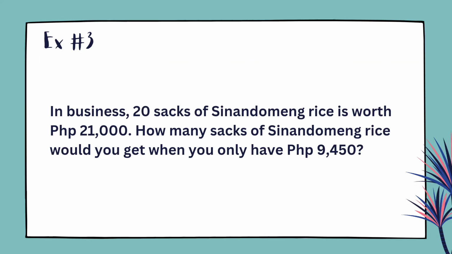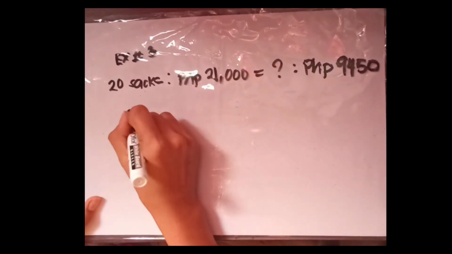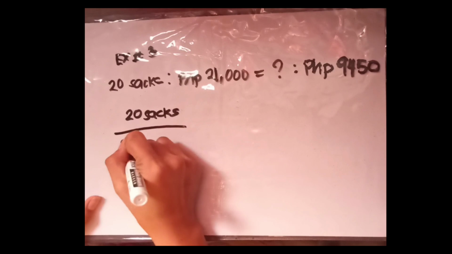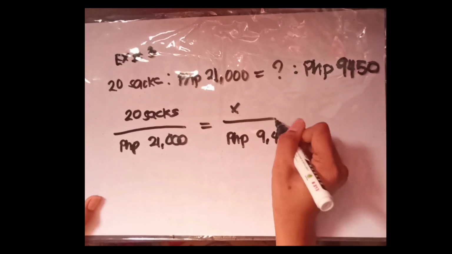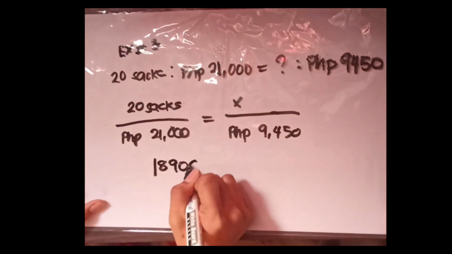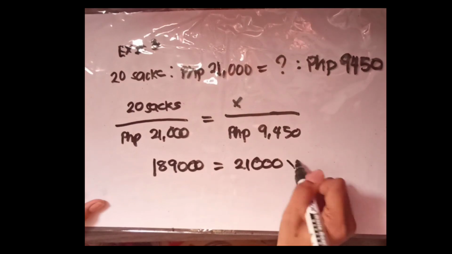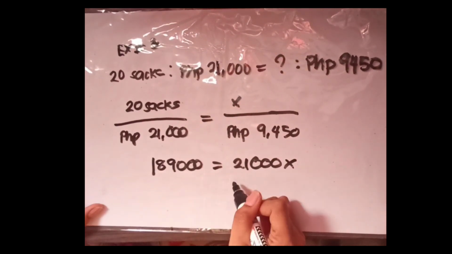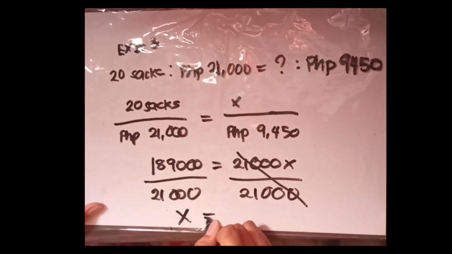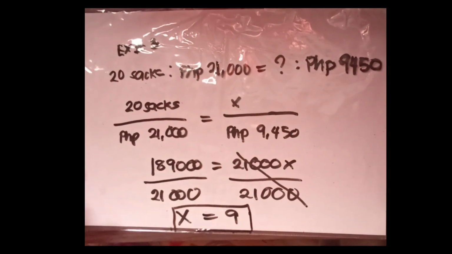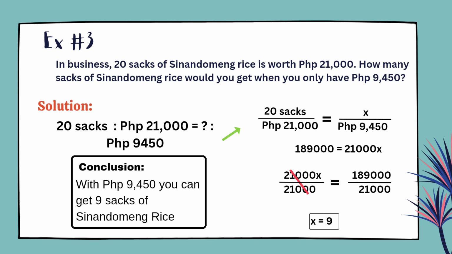In business, 20 sacks of sinandomeng rice is worth 21,000. How many sacks of sinandomeng rice would you get when you only have 9,450? First step ay gagawin natin siyang two equal fractions and then cross-multiply natin. 20 times 9,450 is equal to 189,000 and 21,000 times x is equal to 21,000x and divide both sides by 21,000 and we will get the answer of 9. For our conclusion, with 9,450, you can get 9 sacks of sinandomeng rice.